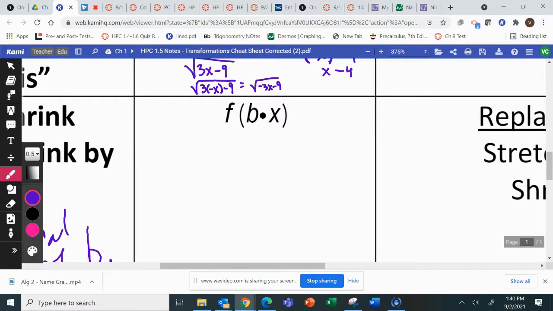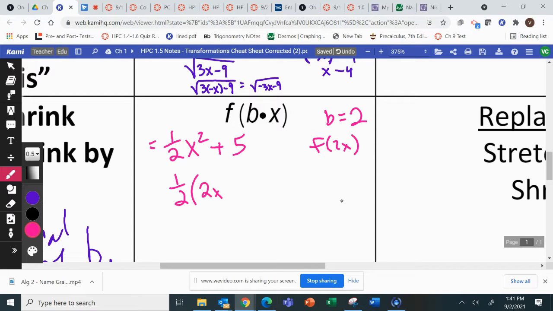So, Christina, can you give me your favorite function? 1/2 x squared plus 5. Okay, so 1/2 x squared plus 5. And give me a b value. 2. Okay, so if I put 2 in there, that means I'm going to replace, like if I do f of 2x, I'm going to replace x with 2x in her function. So I'll have 1/2 parenthesis 2x close parenthesis squared plus 5. So I replaced x with 2x.